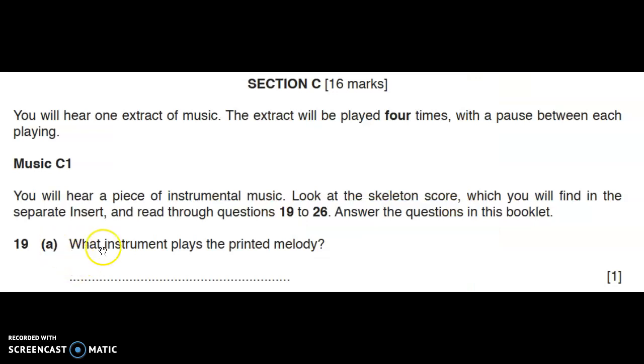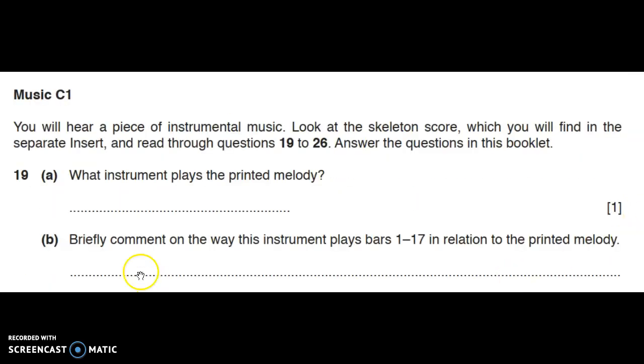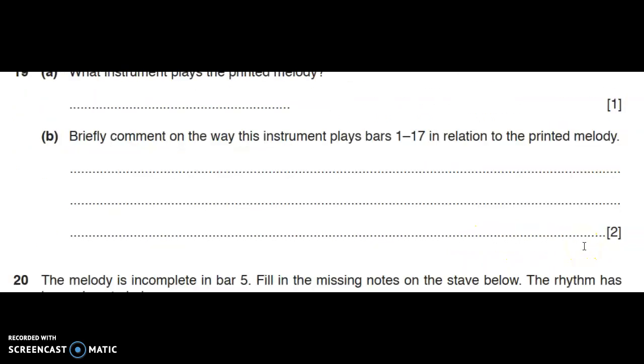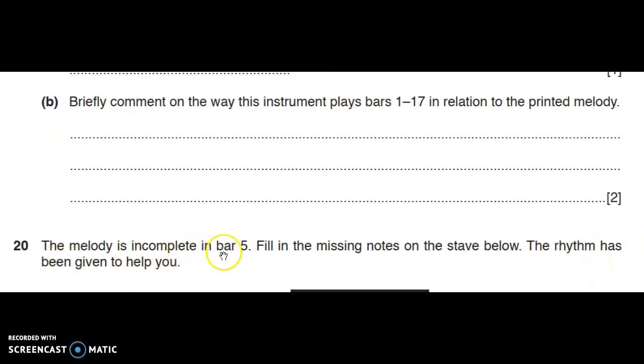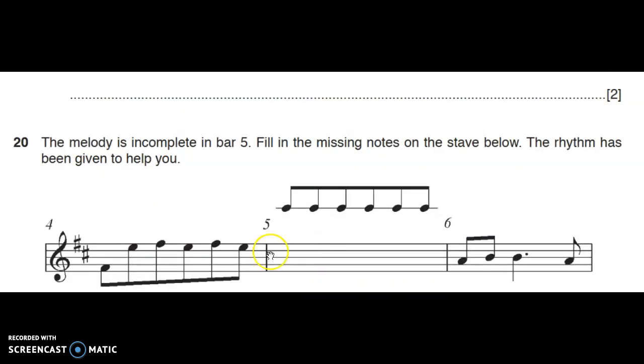So, the first question is, what instrument plays the printed melody? And then let's look at the second one. Briefly comment on the way this instrument plays bars 1 to 17 in relation to the printed melody. We're going to discuss that just now. That's for 2 marks. The melody is incomplete in bar 5. Fill in the missing notes on the staff below. The rhythm has been given to you to help you.